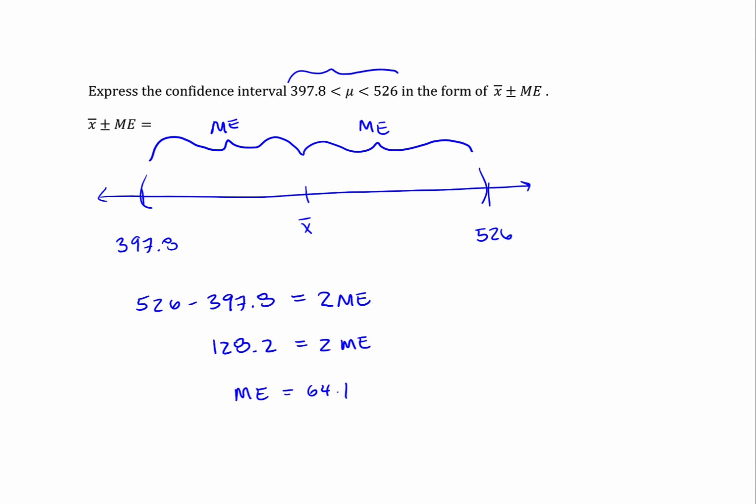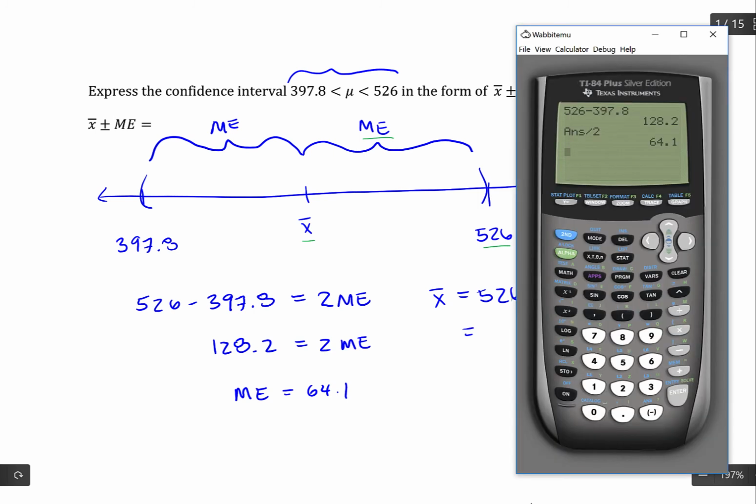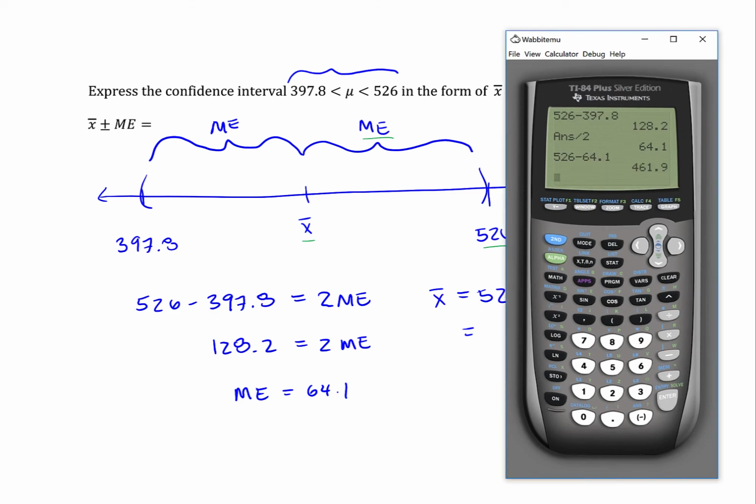So that's a start. We do need that value to answer this. But the other thing that we need to know is, what's the value of x̄? Well, if I take 526, I start here, and I subtract the margin of error, that's going to land me right at the sample mean. So what I will do is say the sample mean then is 526 minus 64.1. And on the calculator, let's see what we get. 526 minus 64.1, that is 461.9.